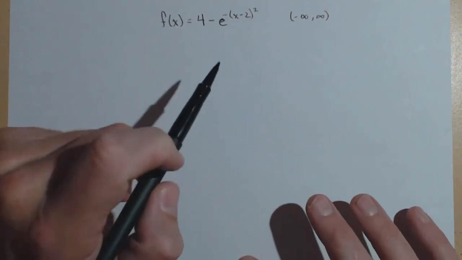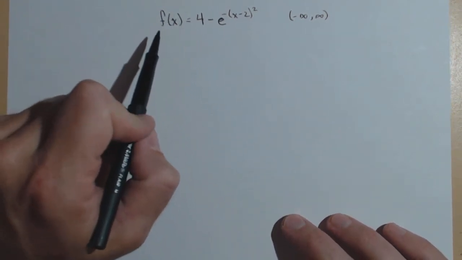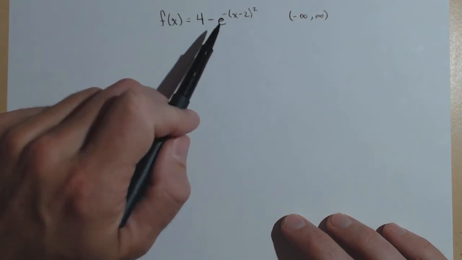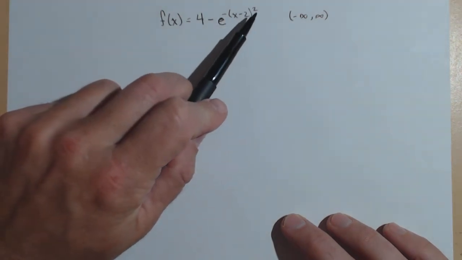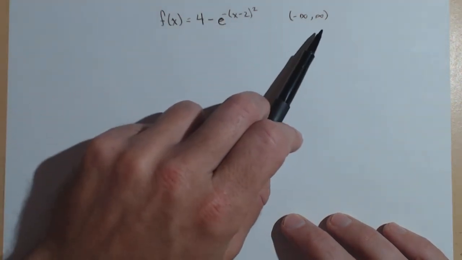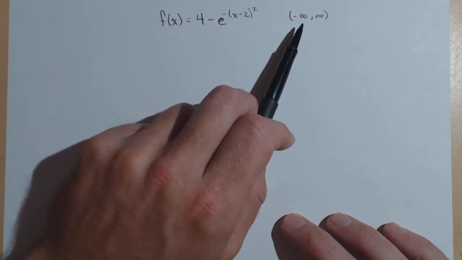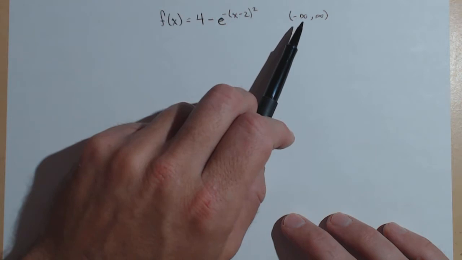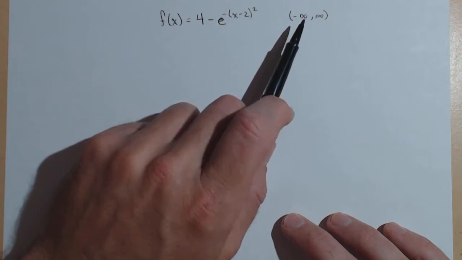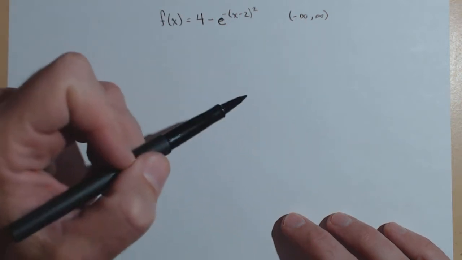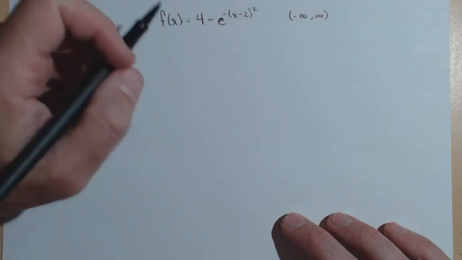So in this problem, we're investigating maximums and minimums for the function f of x equals 4 minus e to the negative (x minus 2) quantity squared on negative infinity to infinity. Now, because this is not a closed bounded interval, we lose the guarantee of having a global max and a global min. So we'll have to see what happens as we look at this function.